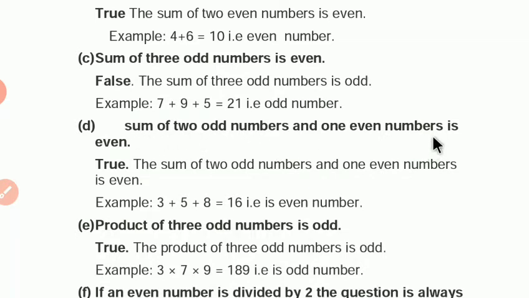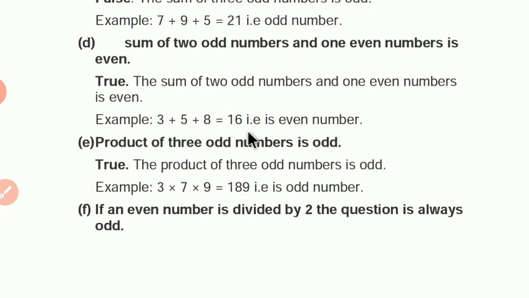Fourth one, the sum of two odd numbers and one even number is even. If we add two odd numbers and one even number, is the answer even or not? So let us take two odd numbers, 3 and 5, and one even number, 8. So 8 plus 3 is 11, 11 plus 5 is equal to 16. Now you can see that 16 is an even number. So it is true that the sum of two odd numbers and one even number is an even number.